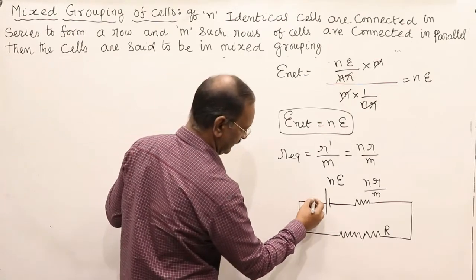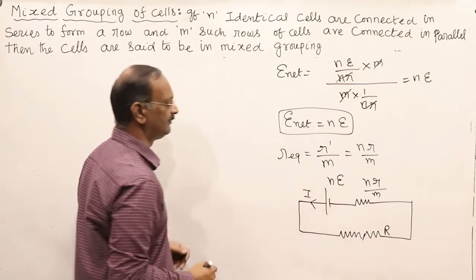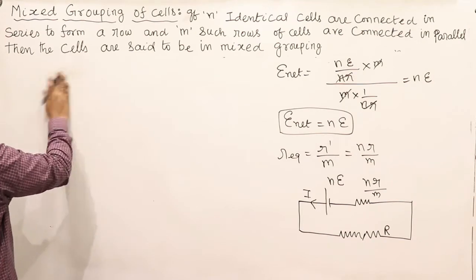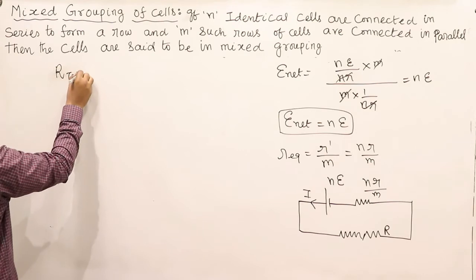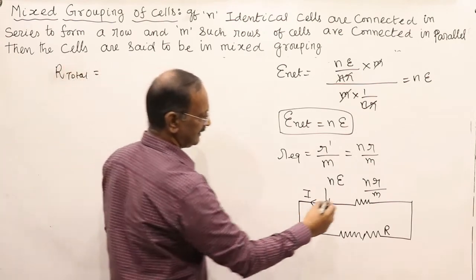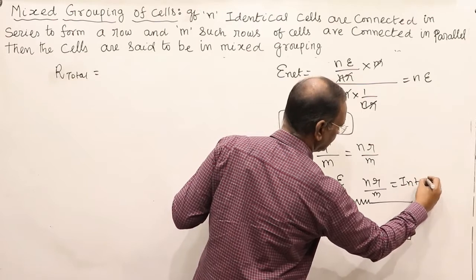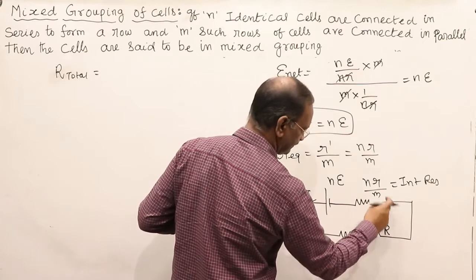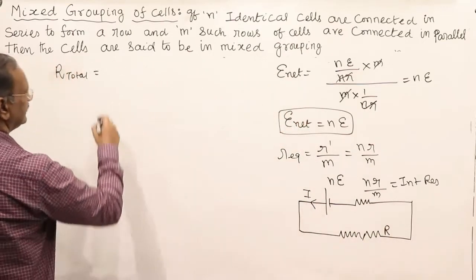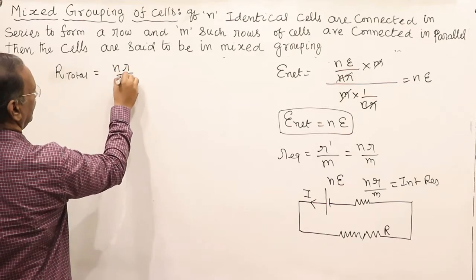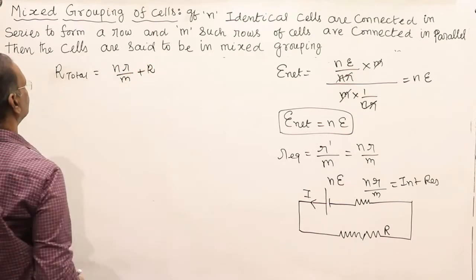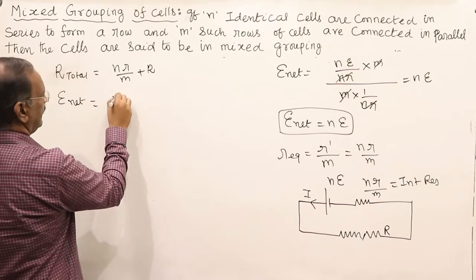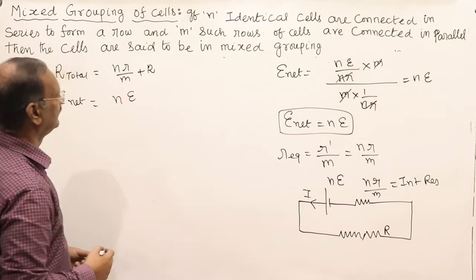Of course, the current will flow like this. Now we have to find the current. So R total, that is total resistance, is equal to the internal resistance of the combination, plus, because these are in series, this plus this will be the total resistance, that is nr by m plus R. And the EMF total is N times epsilon naught. So we have done this one.